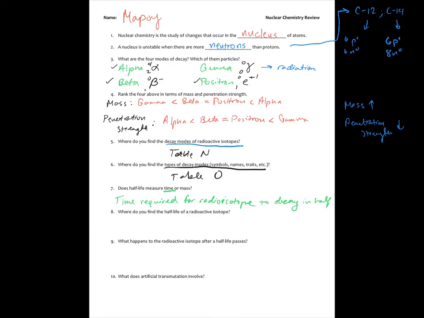Where do you find the half-life? Radioisotope. So this here is table N as well. Number 9, what happens to the radioactive isotope after a half-life passes?